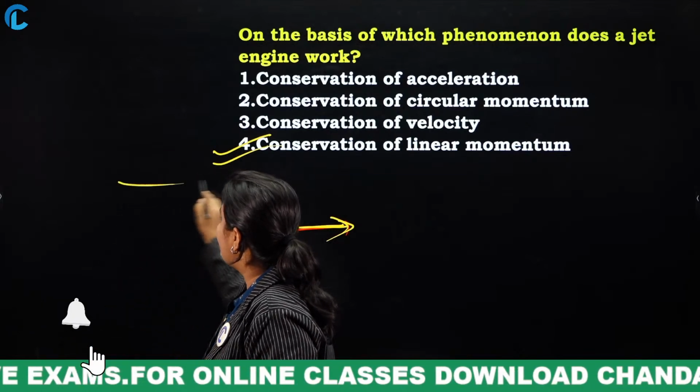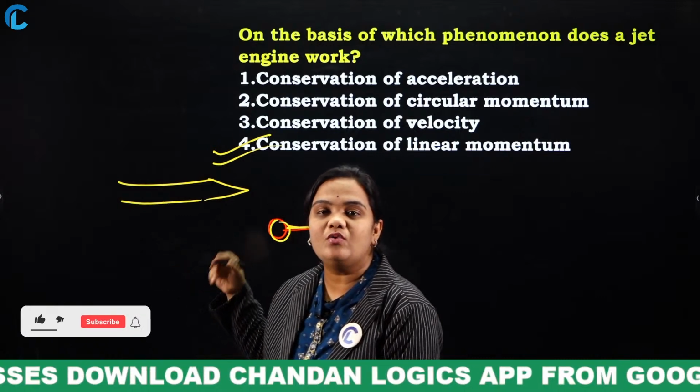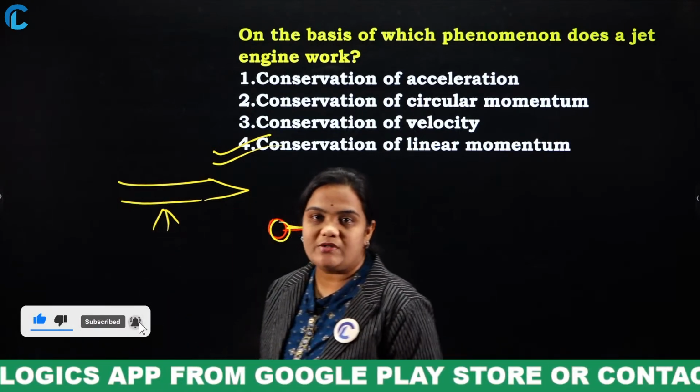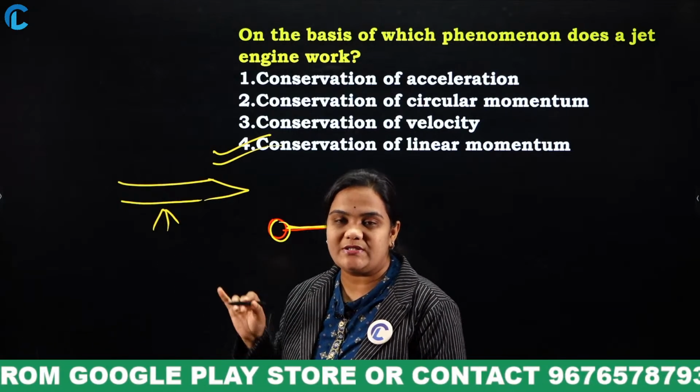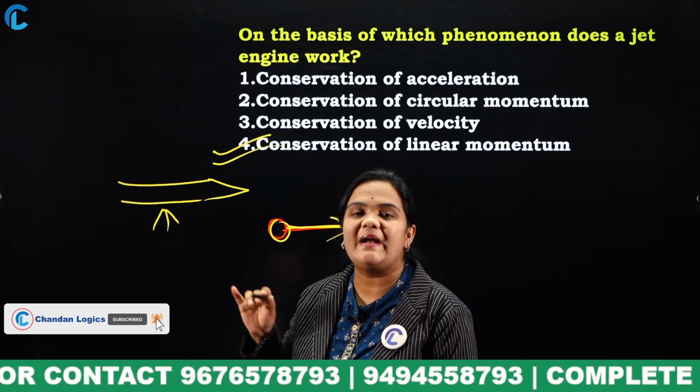Okay, suppose we assume it as a jet engine. What happens in the jet engine? How it works means, due to the combustion process. In a jet engine, the combustion process occurs. What is the combustion process? Combustion process is nothing but burning of fuel.